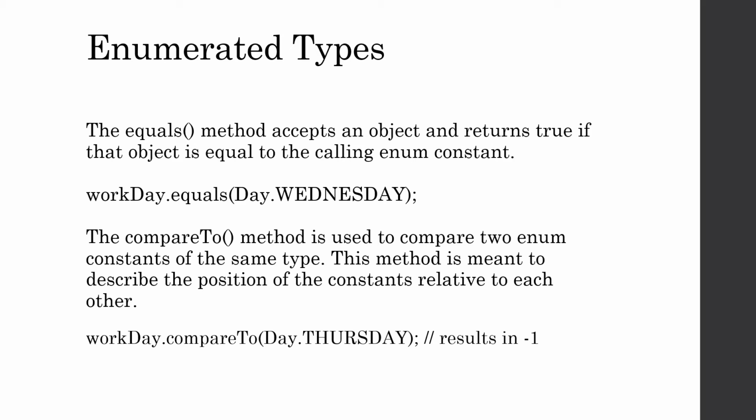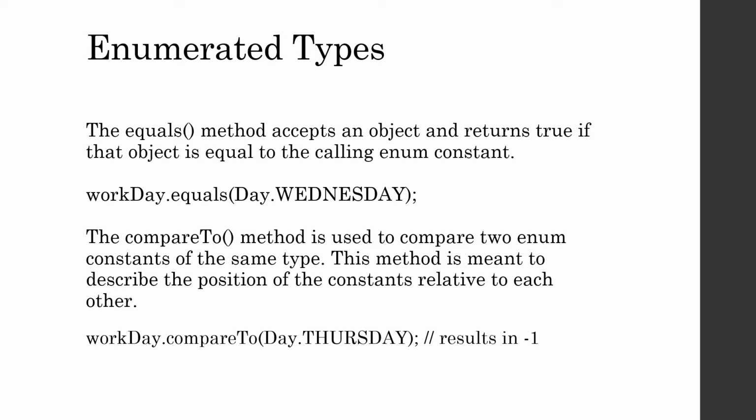So the way that we want to think about this is that we want to take those ordinals, the positions of each of those two constants, and compare them to each other by just taking the difference. If workday holds Day.WEDNESDAY, which has a value of 3, and Day.THURSDAY, the next value over, holds a position of 4, we'd say something like 3 minus 4. That's going to give you -1.